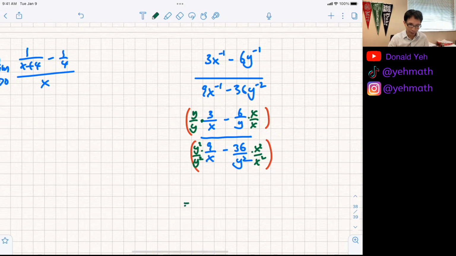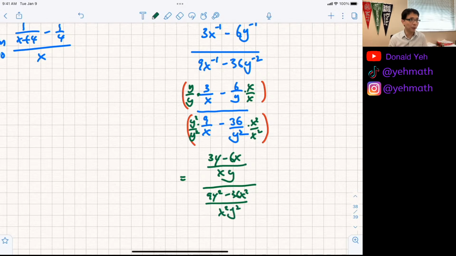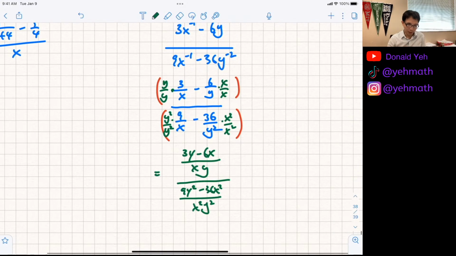And then you say, okay, just combine the top. That's going to be 3y minus 6x over xy. And on the bottom, it's going to be 9y squared minus 36x squared over x squared y squared. Now, if you do it this way, you're always going to get the right answer, regardless of what kind of question it is, because difference of squares doesn't always work.